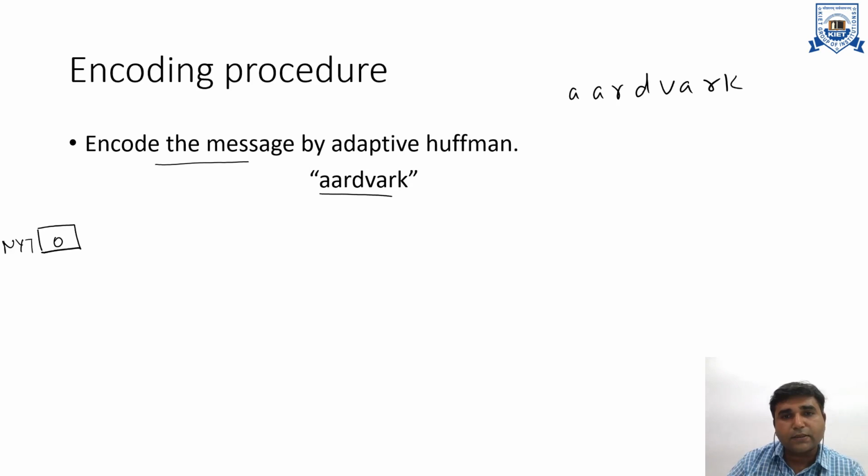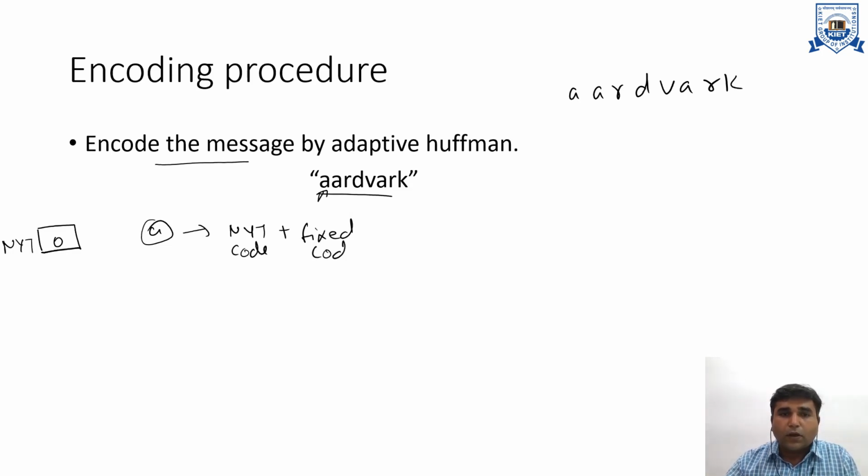Now the first symbol is A, and this symbol is encountered for the first time. For this A we have to find the NYT code as well as the fixed code. Since this is the first symbol encountered in the tree, the NYT code will be blank plus the fixed code. For the fixed code, for the symbol A the value of k equals 1, because in the alphabet the position of A is 1.